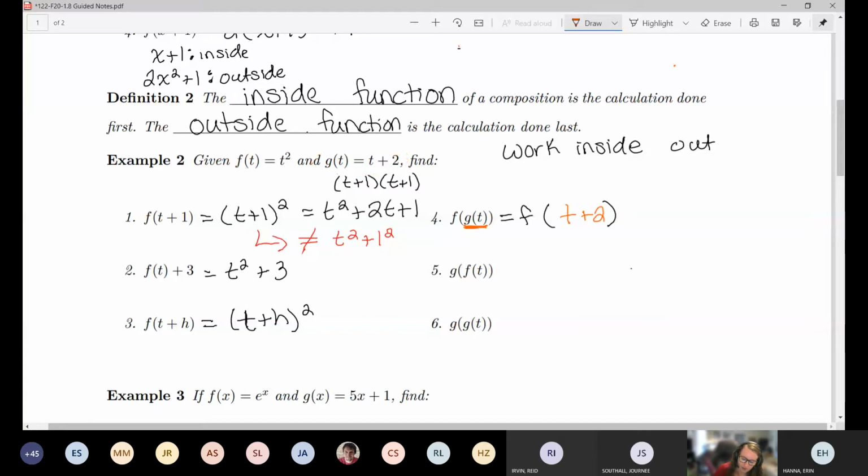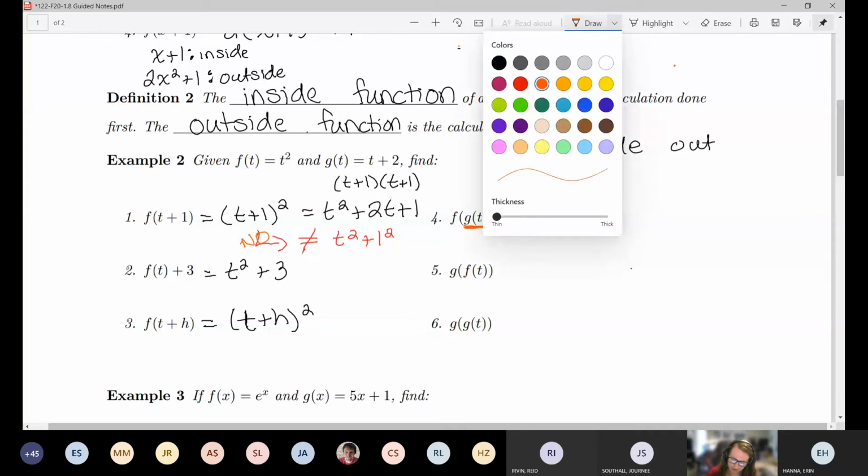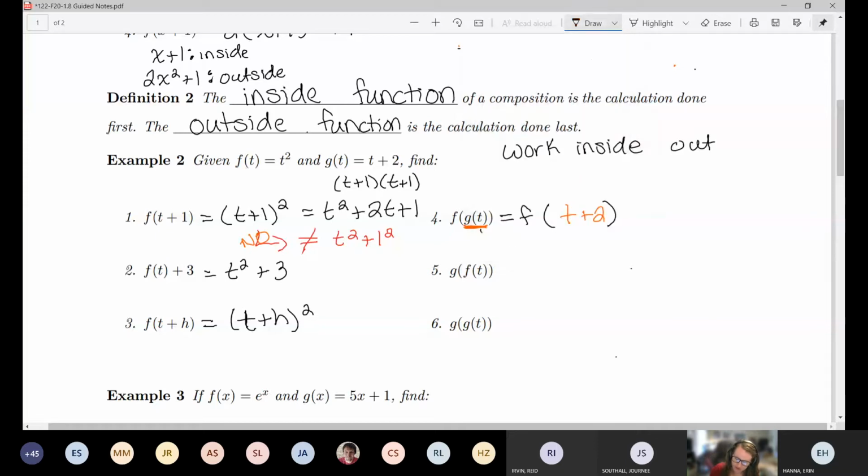For number 1, I would accept either of these two forms. Most people will stop here, which is perfectly fine. If you want to reduce, then this would be the correct answer. The thing in red is not the answer. Don't do this. No. So we replace g of t with what it's actually equal to.